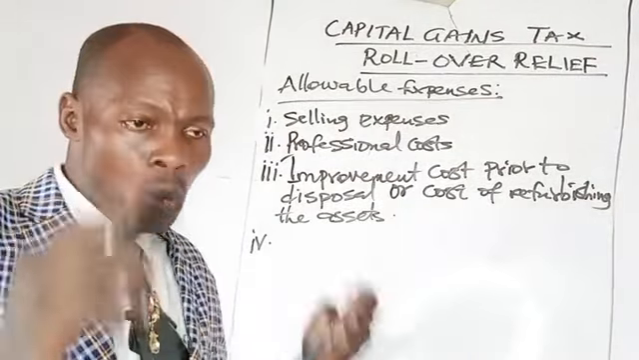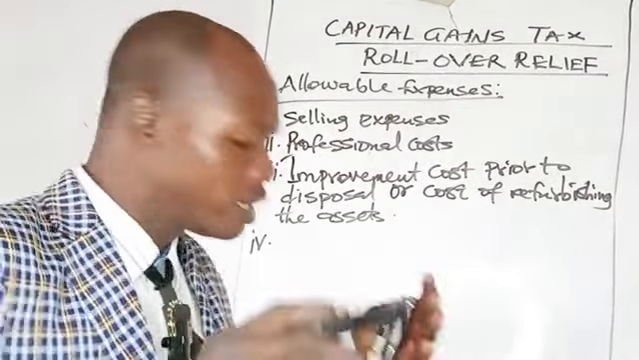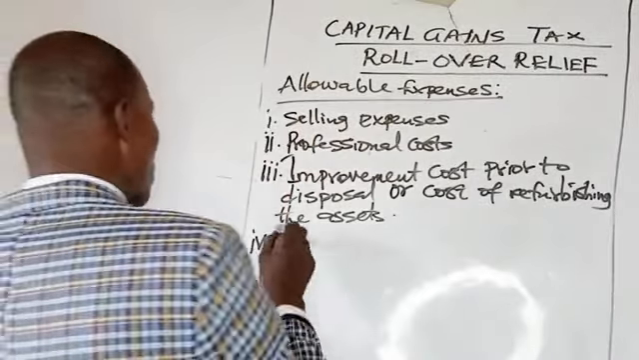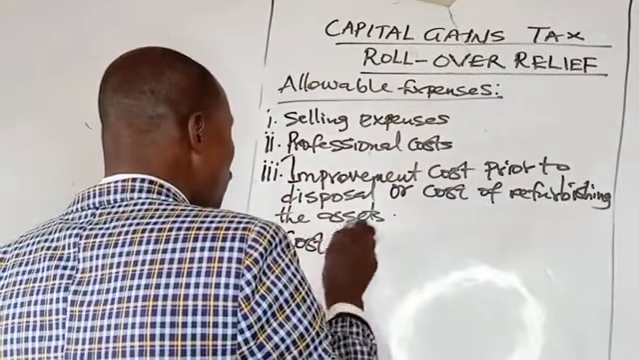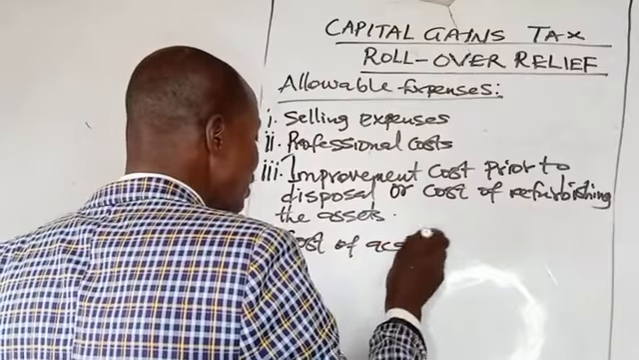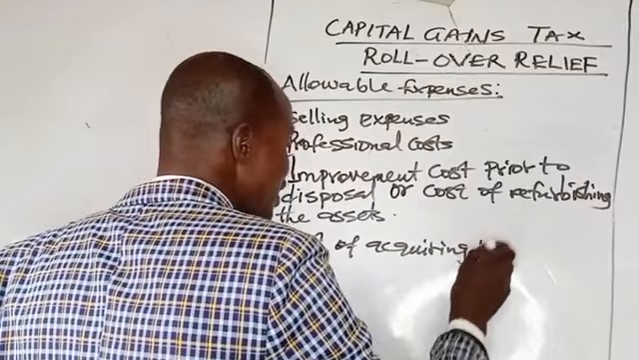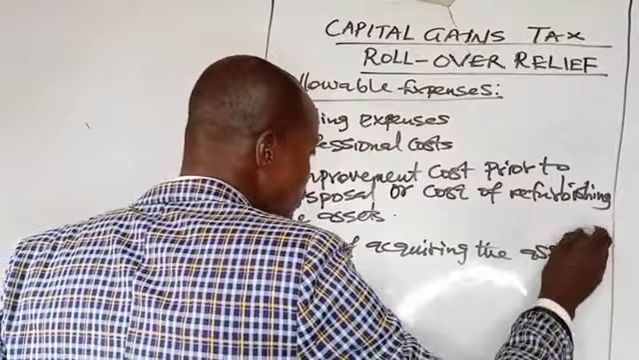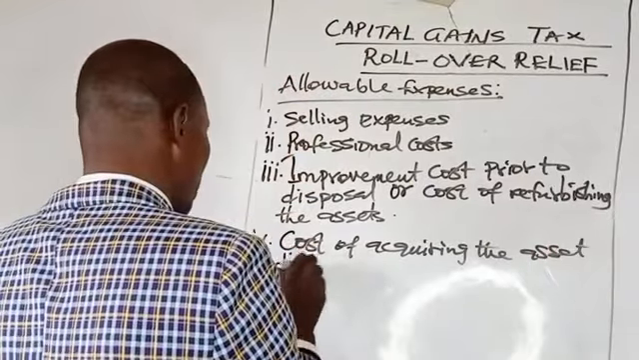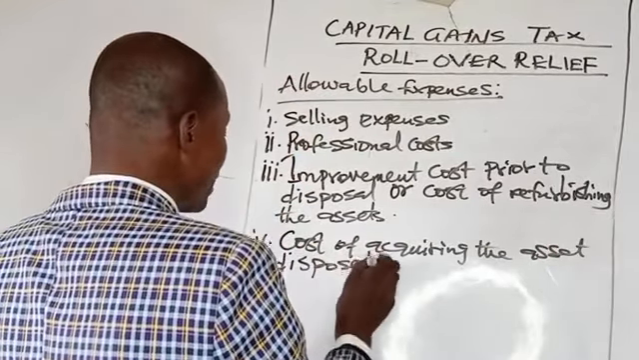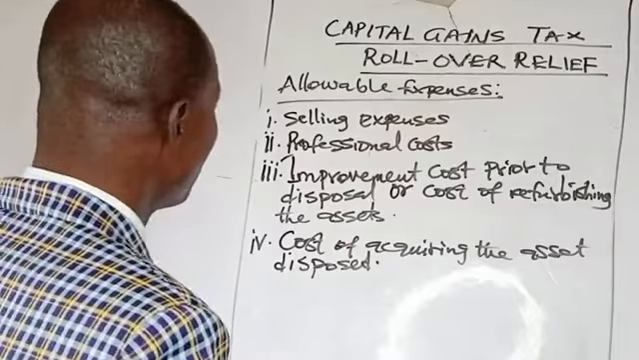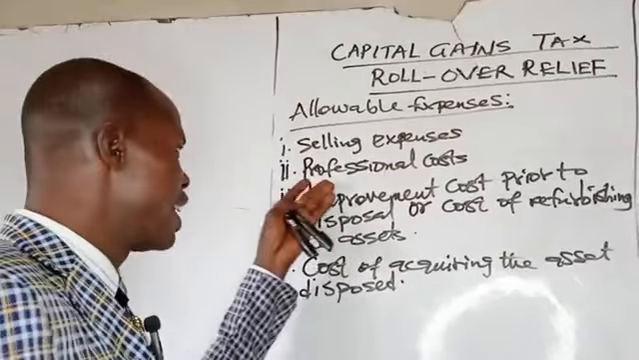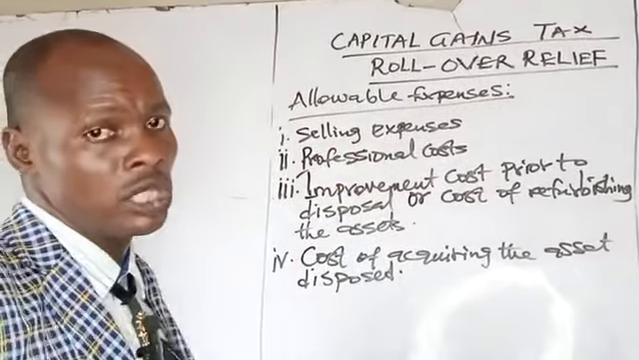Cost of acquiring the assets disposed. All these expenses are allowable in capital gains tax computation.